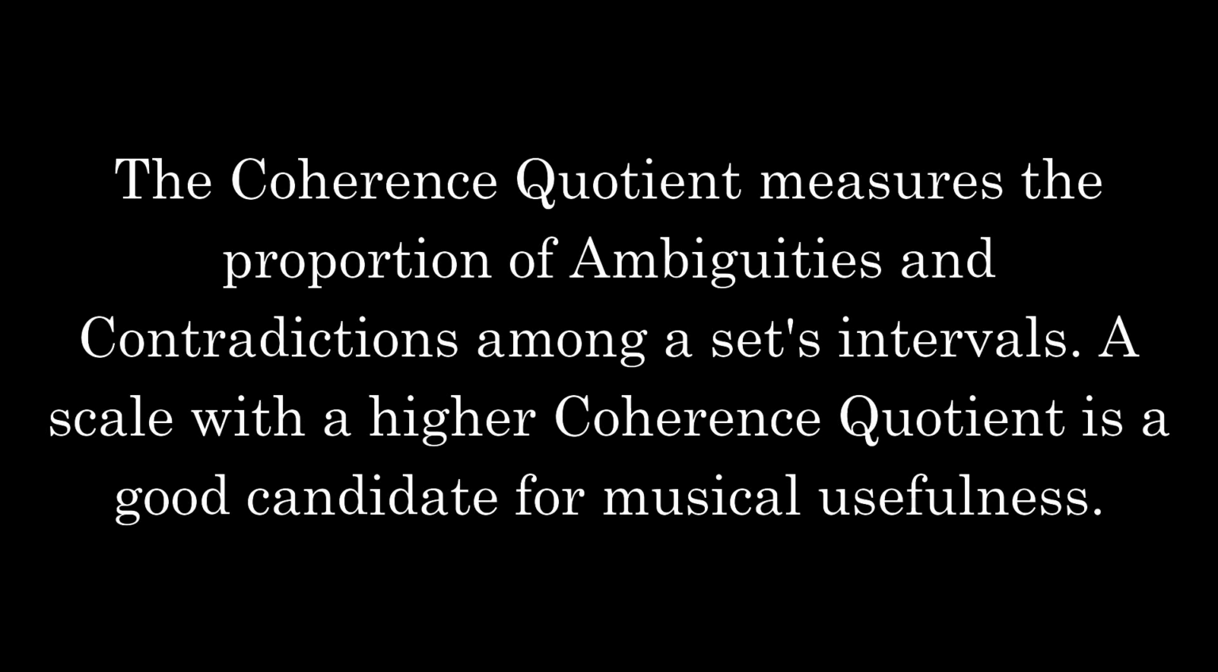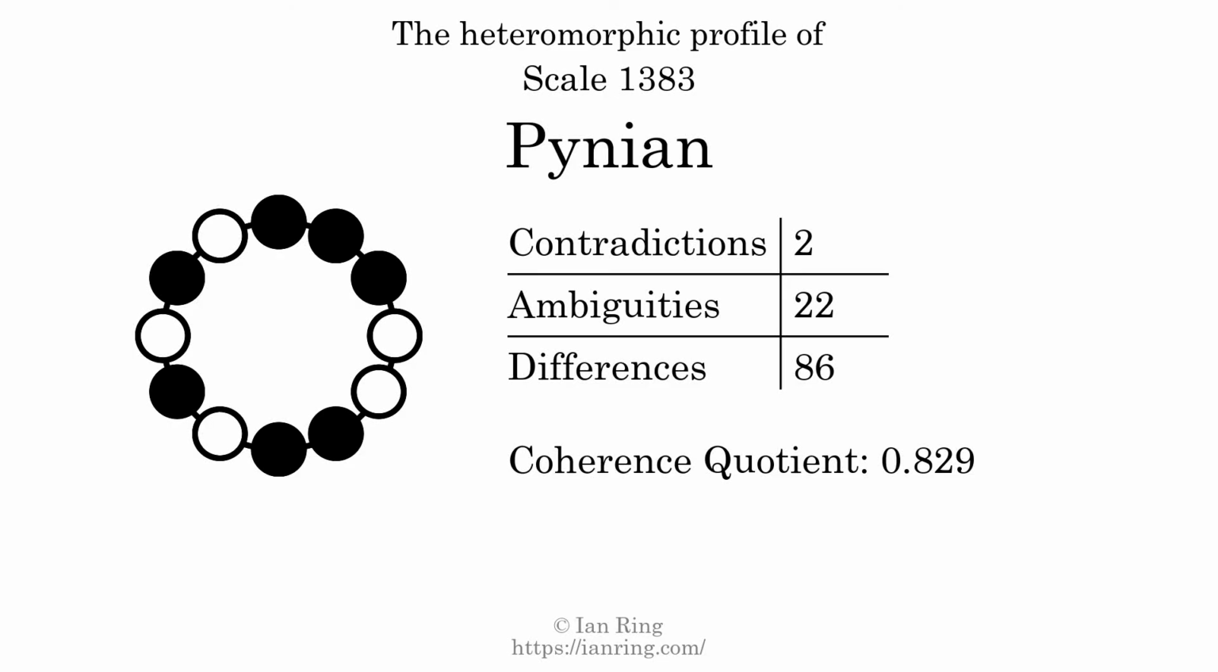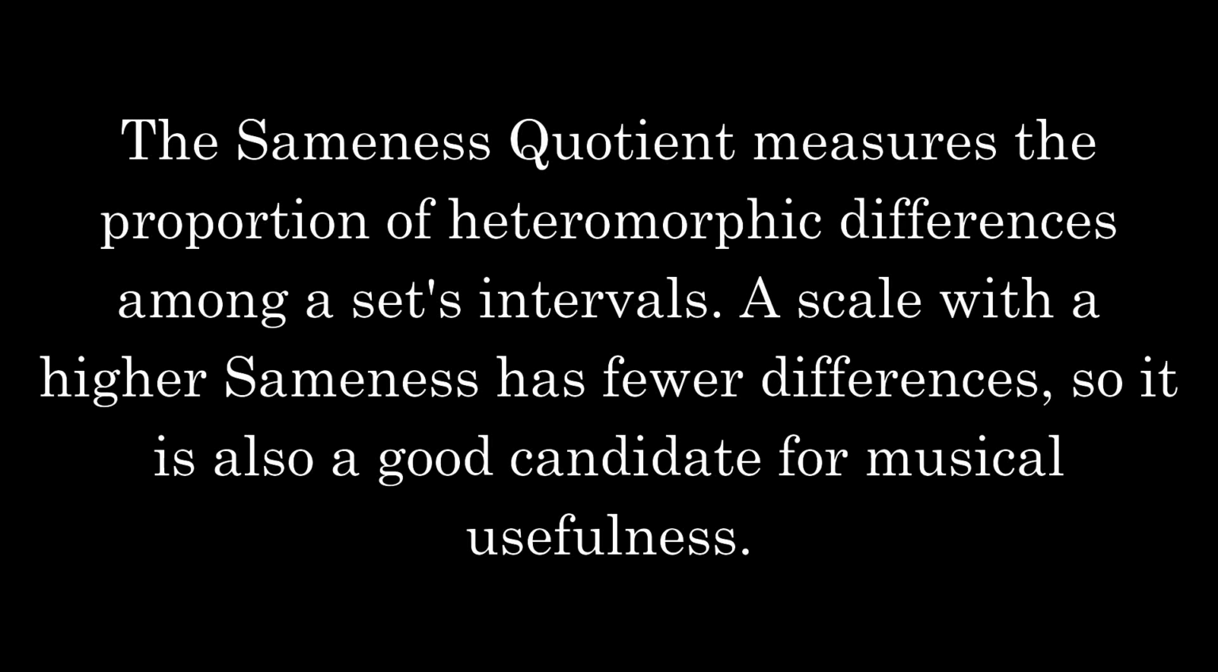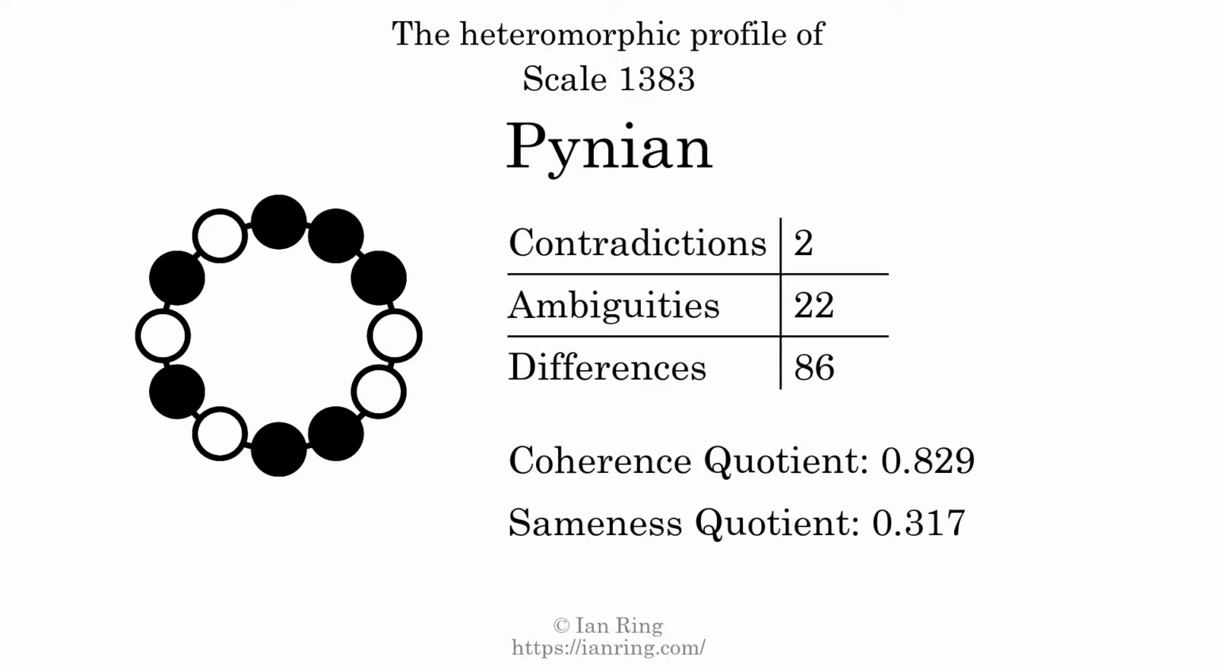The coherence quotient measures the proportion of ambiguities and contradictions among a set's intervals. A scale with a higher coherence quotient is a good candidate for musical usefulness. The coherence quotient is 0.829. The sameness quotient measures the proportion of heteromorphic differences among a set's intervals. A scale with a higher sameness has fewer differences, so it is also a good candidate for musical usefulness. The sameness quotient is 0.317.